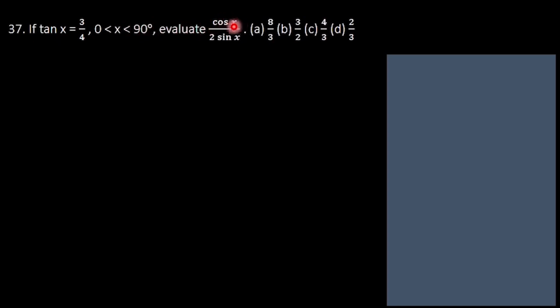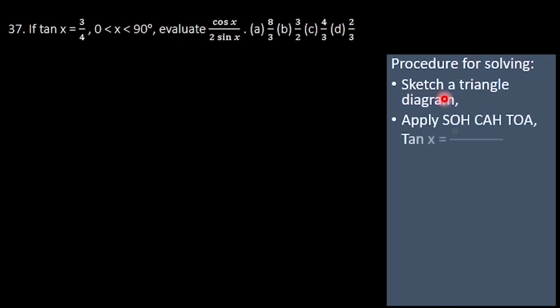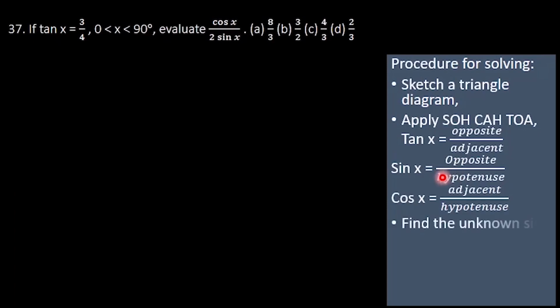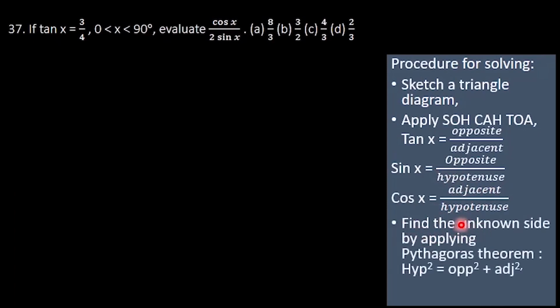The procedure for solving this: sketch a triangle diagram, then apply SOHCAHTOA, where tan s is equal to opposite over adjacent, sin s is equal to opposite over hypotenuse, and cos s is equal to adjacent over hypotenuse. Then find the unknown sides by applying Pythagoras theorem, then substitute.